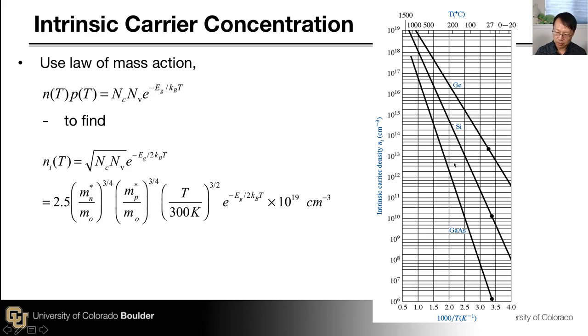And the slope of each individual line corresponds to the band gap energy. So germanium, which has the smallest band gap, has the smallest slope, and silicon has a larger slope, slightly larger band gap energy. Gallium arsenide has the largest band gap and has the largest slope.